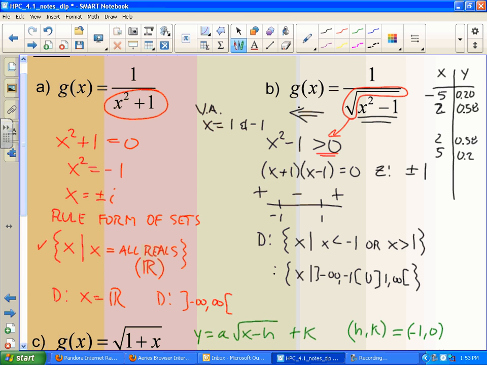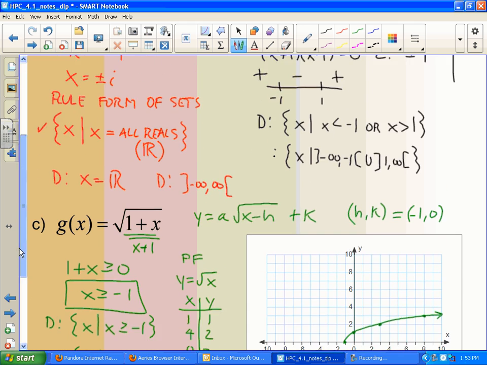0.2. And if I kept putting bigger numbers of x in there, you're going to see that I'm going to approach a certain value. It seems I'm approaching 0. If I put 1 over a million, I'm getting close to 0. So this thing has a horizontal asymptote. We haven't really talked about this. It has a horizontal asymptote at y equals 0.